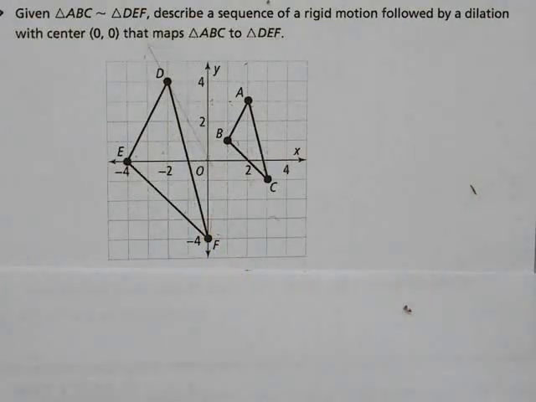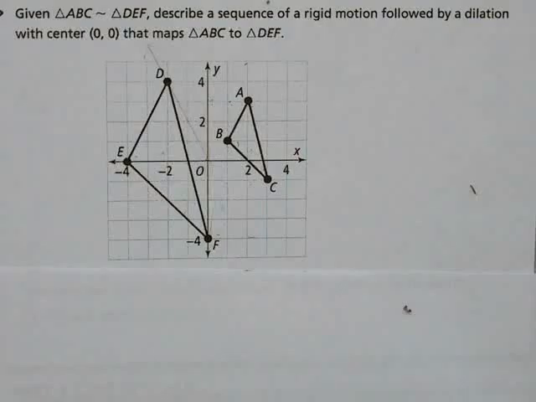So let's just review what similar figures are. Similar figures are the same shape but different sizes. In other words, the corresponding angles on the shapes are going to be the same or congruent. So for this triangle, angle A corresponds with angle D, angle B corresponds with angle E, and angle C corresponds with angle F. And I know that C and F are congruent, B and E are congruent, and A and D are congruent.